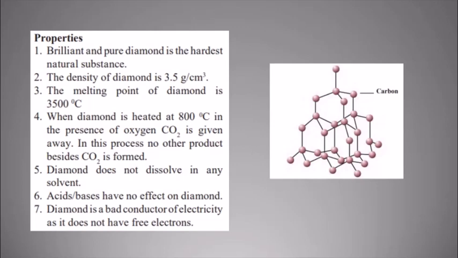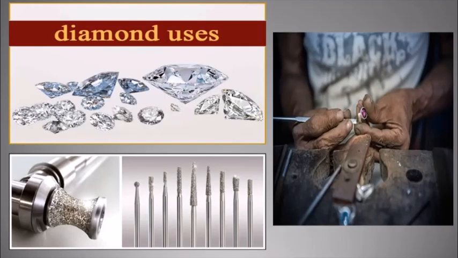Also, diamonds are very bad conductors of electricity, as they do not have any free electrons, because free electrons are necessary for electricity to flow properly. As they do not have free electrons, their structure is fixed, so that is why they are bad conductors of electricity. Let us talk about the uses of diamond.